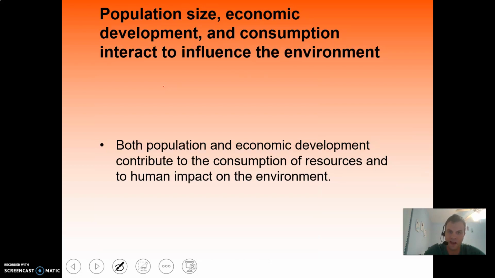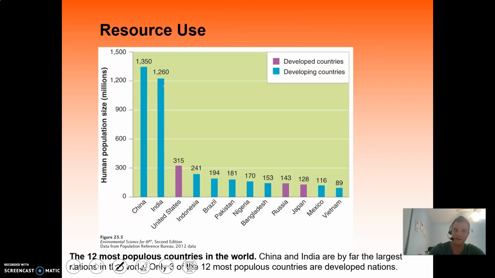Now, both population and economic development contribute to the consumption of resources and to the human impact on the environment. So, we're pretty rough on the environment in America, but we don't have a population problem per se like Africa does. Now, Africa per capita and per person, they are way less harmful on the environment than Americans are. However, with their population explosion, it can kind of even out to what we've got going on here because even though they're per person doing less harm to the environment, there's so many people in a lot of these countries that they'll have as strong or a stronger impact overall on the environment.